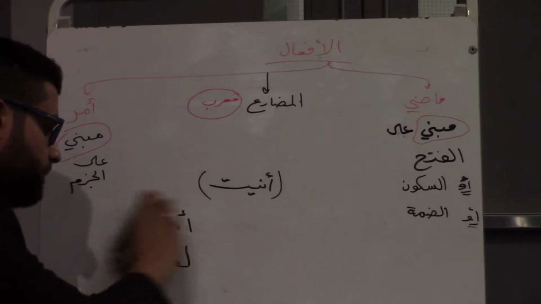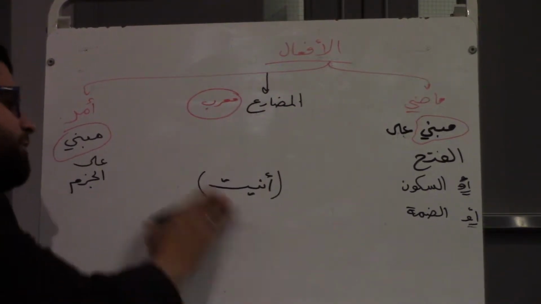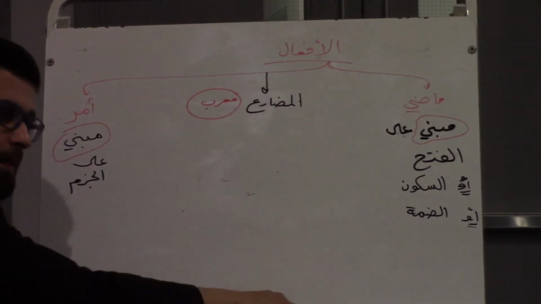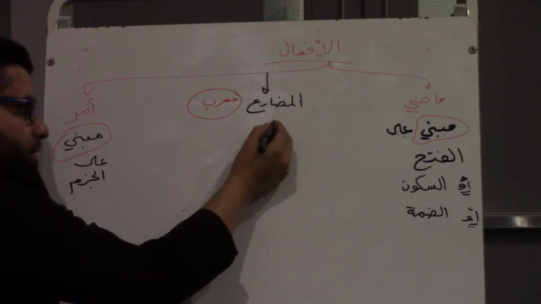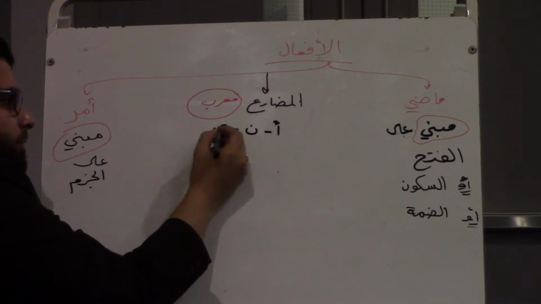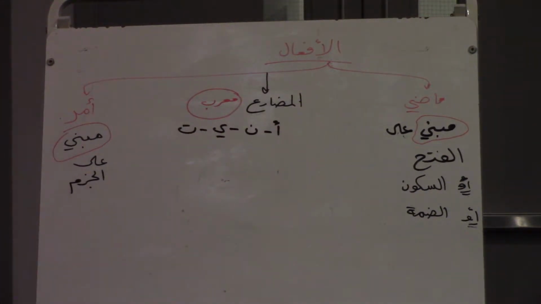Okay. Give me an example. Try to prove me wrong. Give me a present tense verb that doesn't start with one of these four letters. I dare you.